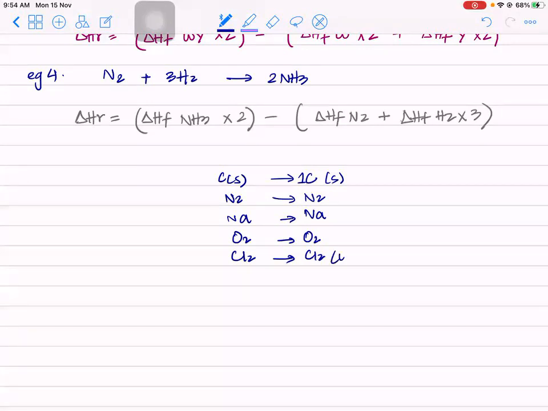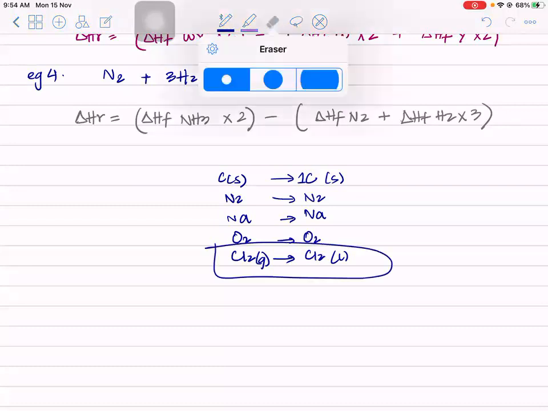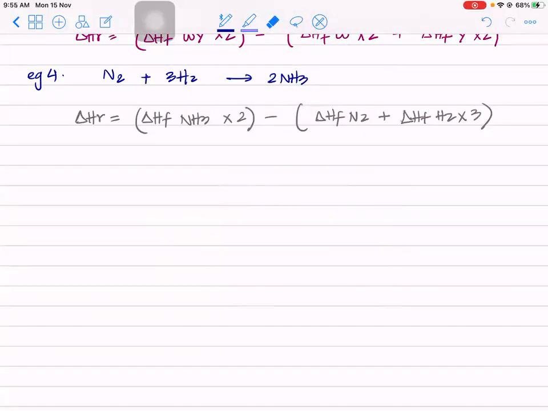If I say make chlorine liquid, now that's different, because chlorine naturally would be gas, and then it's becoming liquid. Now this would not be 0. But if you are making elements in their standard form or in their pure elemental form, the formation for that would be 0.